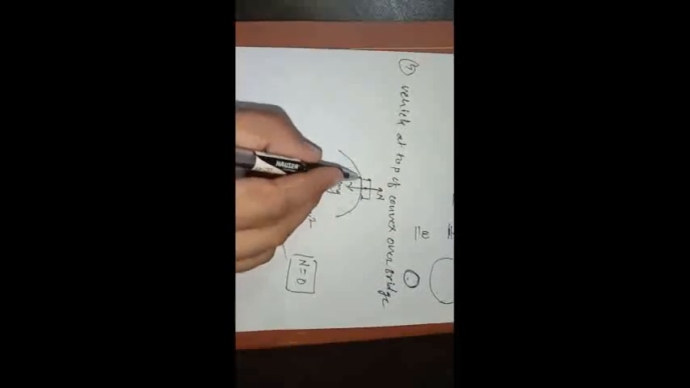As speed increases, n goes on decreasing. The normal reaction is an indication of contact, and therefore for just maintaining the contact, n is equal to 0, that is n minimum. This imposes an upper limit on the speed, that is phi max is equal to under root rg.